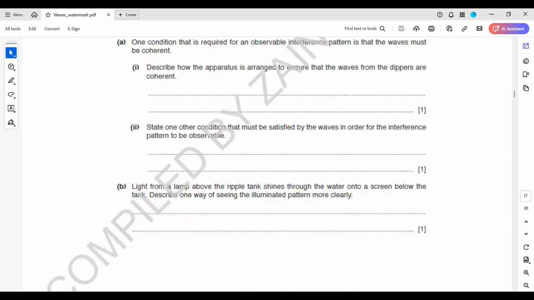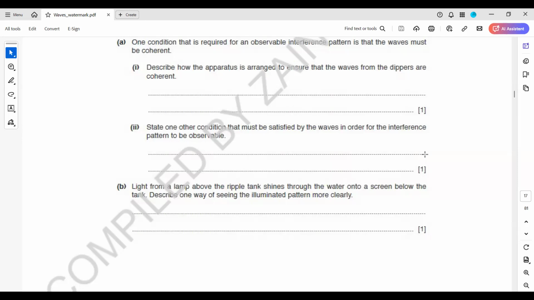So a stroboscope can be used. A stroboscope works on the same concept: if I'm moving an object at a certain speed and observing its frame at the same time interval, I don't find a change in the position. Light from the lamp above the ripple tank shines through the water onto the screen below.